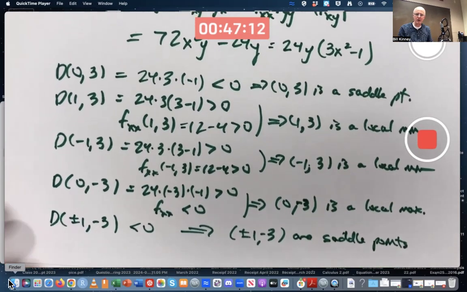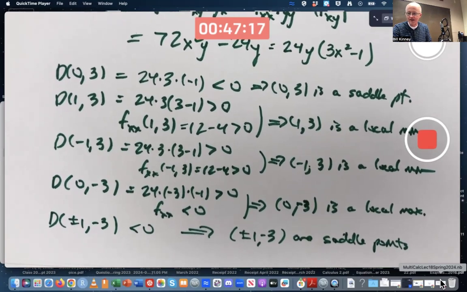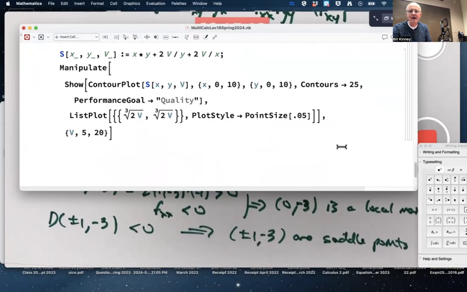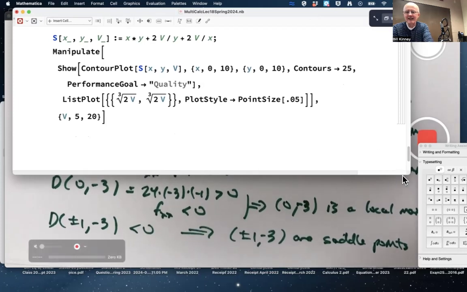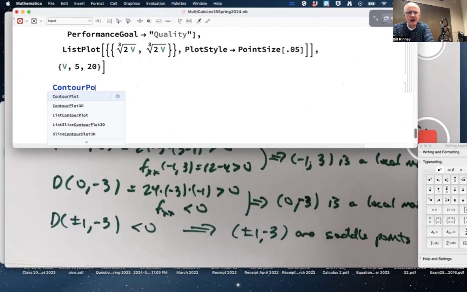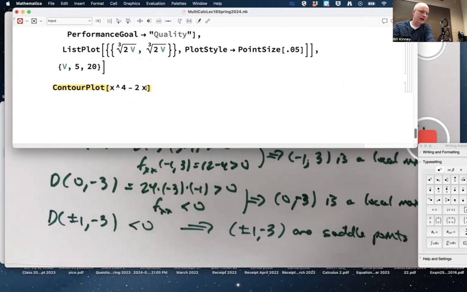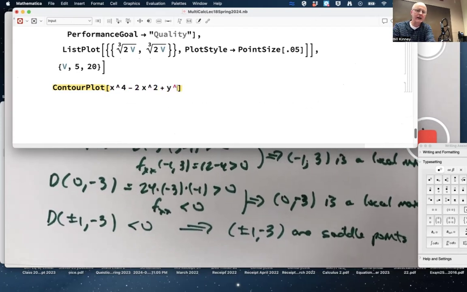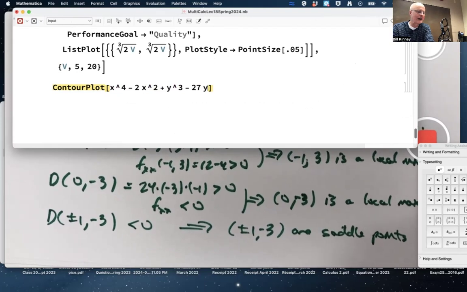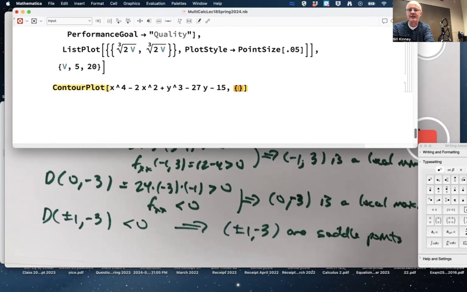Let's end class by seeing if we're right by looking at a graph. Here's a contour plot of this function. What's the function? x to the 4th minus 2x squared plus y cubed minus 27y minus 15. The minus 15 doesn't really make much of a difference for the locations of the maxes and mins.